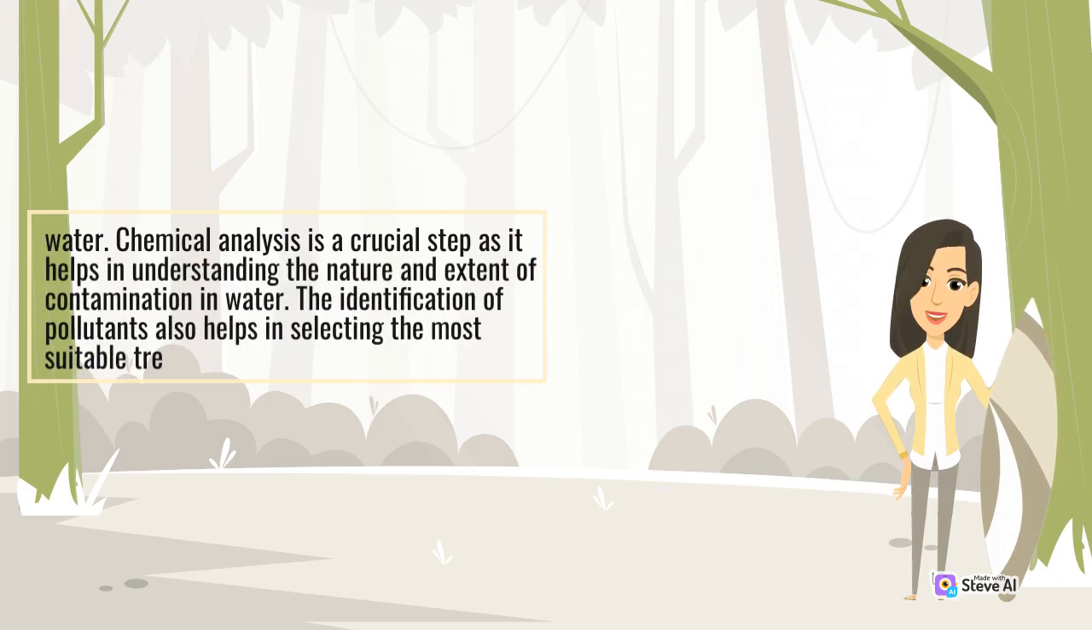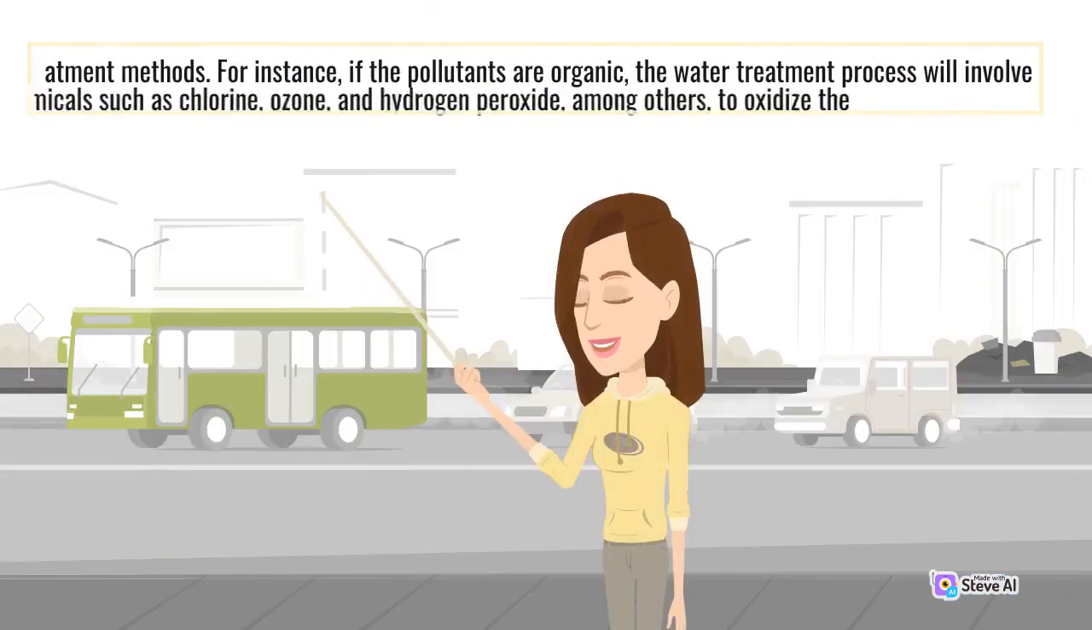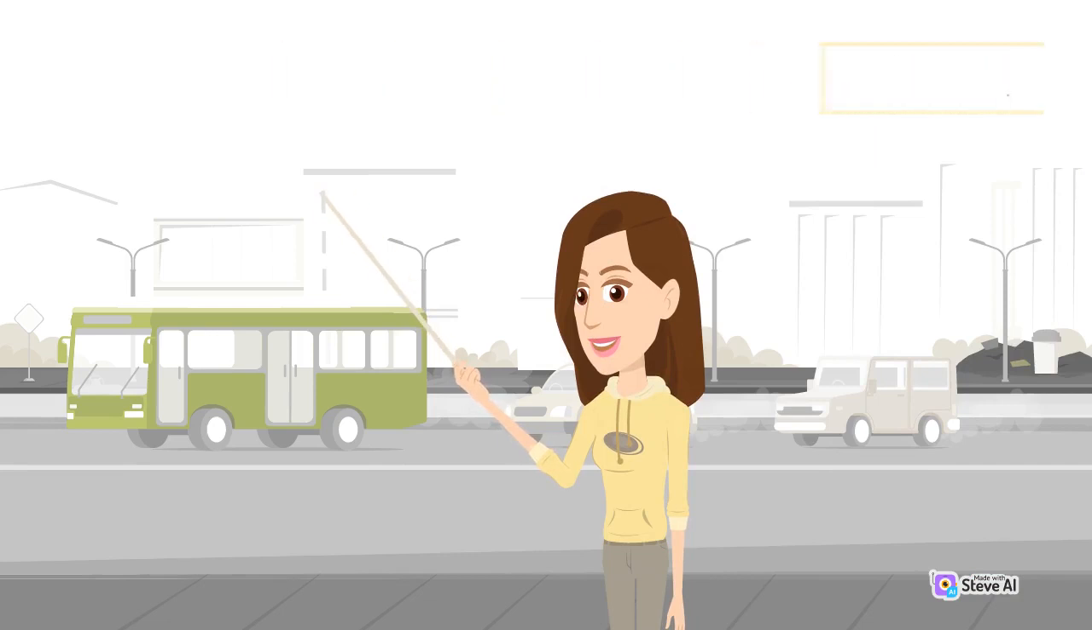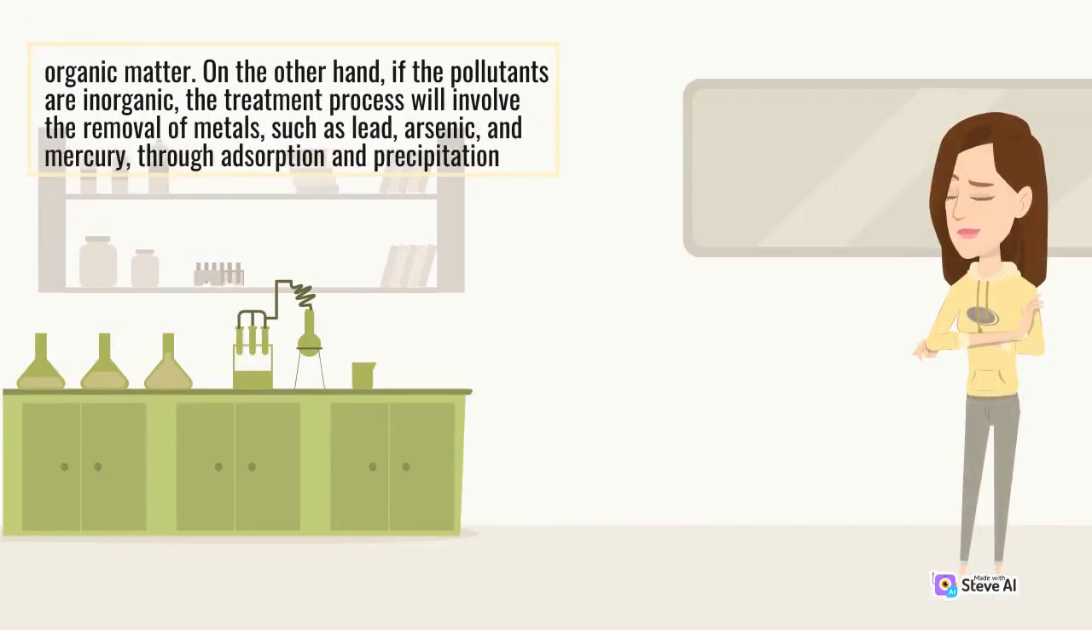The identification of pollutants also helps in selecting the most suitable treatment methods. For instance, if the pollutants are organic, the water treatment process will involve the use of chemicals such as chlorine, ozone, and hydrogen peroxide, among others, to oxidize the organic matter. On the other hand, if the pollutants are inorganic, the treatment process will involve the removal of metals, such as lead, arsenic, and mercury, through adsorption and precipitation.